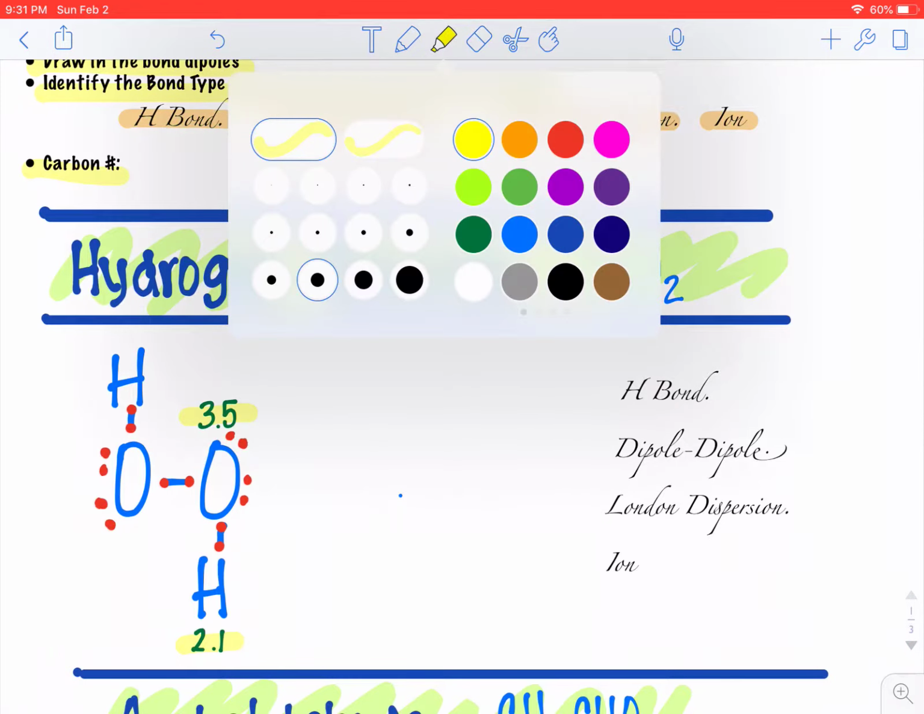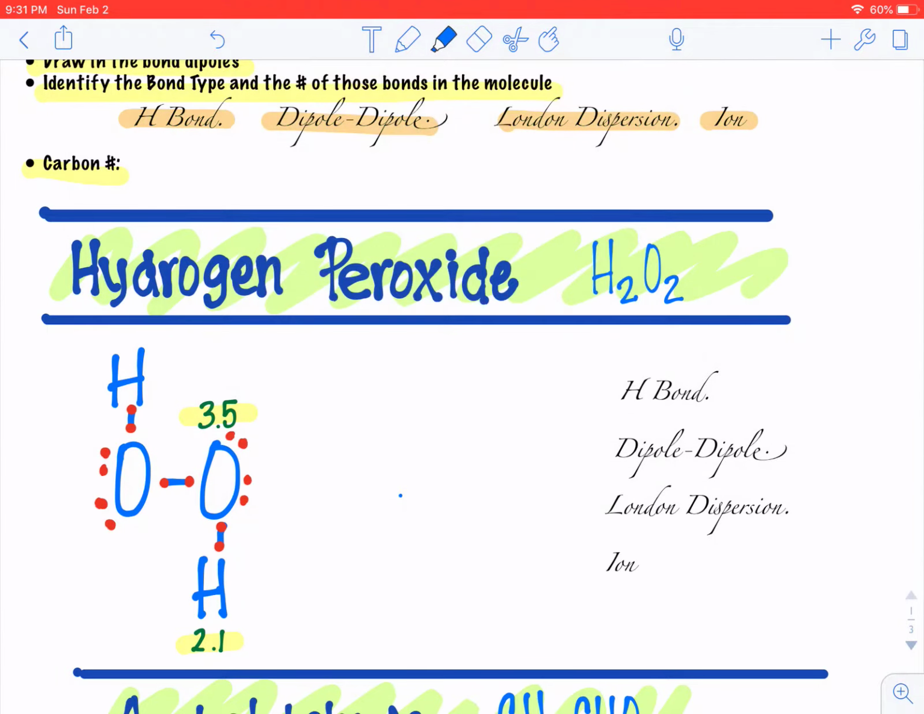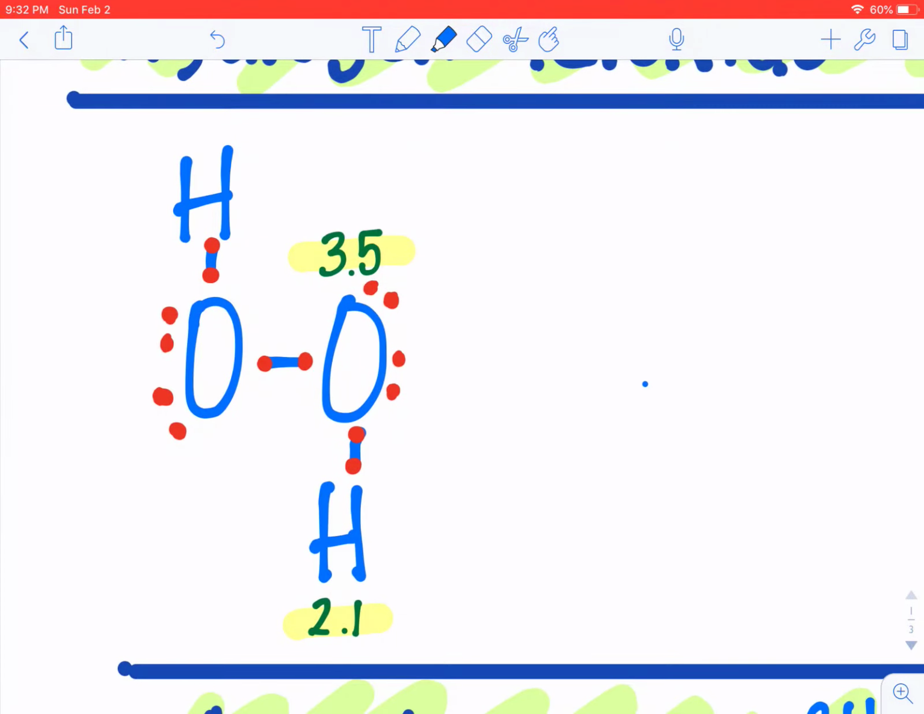So let's go ahead and begin right here. We have an electronegativity difference between oxygen and hydrogen, and that is going to be 1.4. So that is going to have a dipole arrow. So we're just going to go ahead and draw that in right here. And it is considered a polar bond.